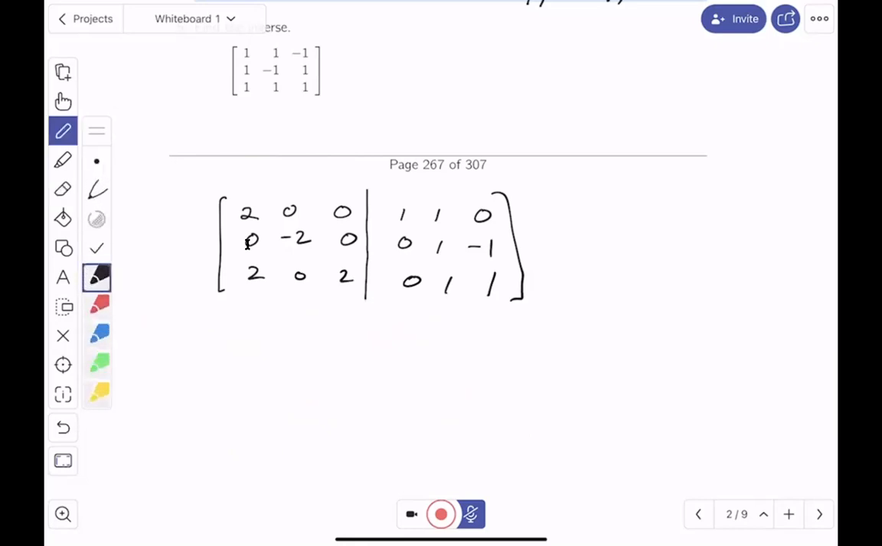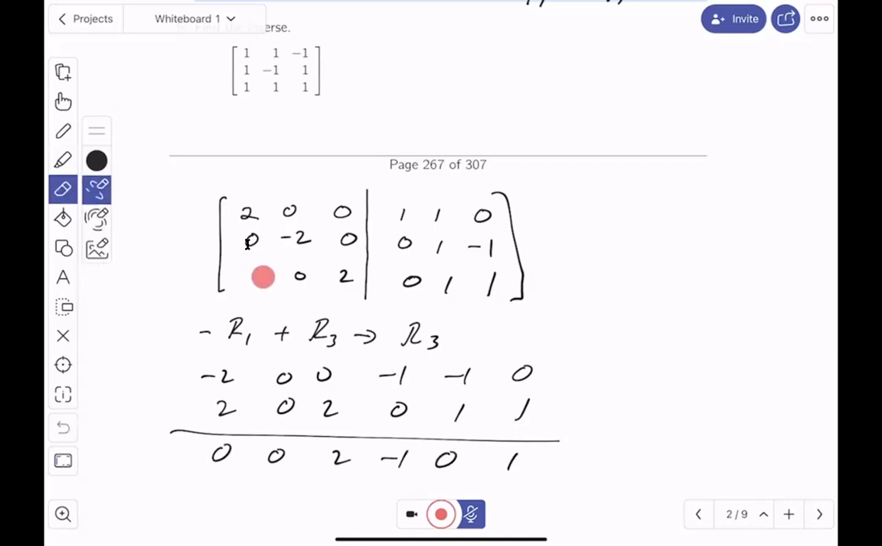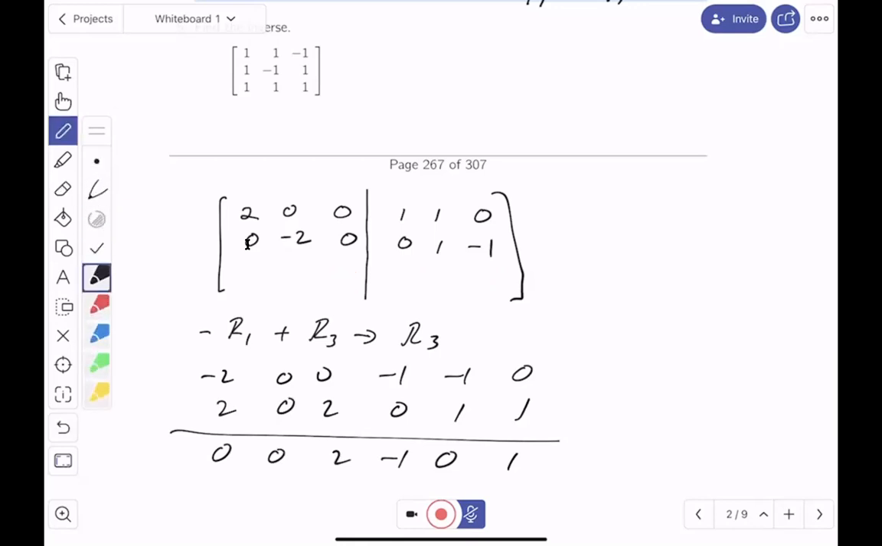Let's take a look at it. I'm going to do minus row 1 plus row 3 and give it to row 3. Let's see what you get. Minus 2, 0, 0, minus 1, 0, plus 2, 0, 2, 0, 1, 1. And you get 0, 0, 2, minus 1, 0, and a 1. And I said I was going to give that to row 3, right? Let's erase it. And that's what we have: 0, 0, 2, minus 1, 0, and 1.